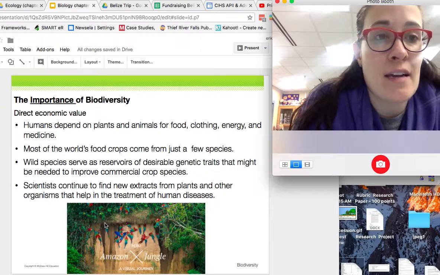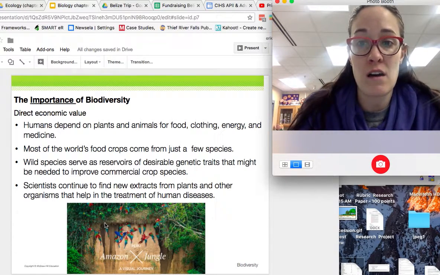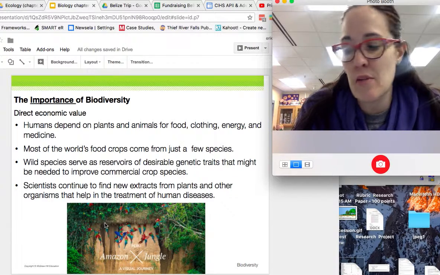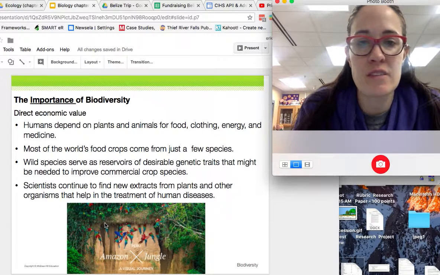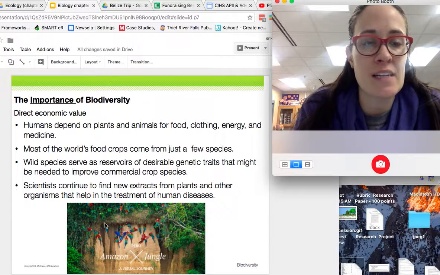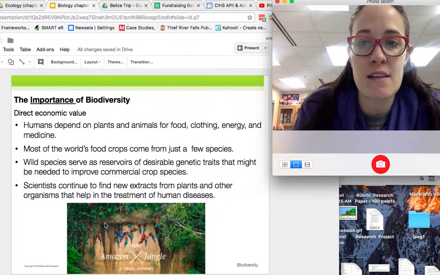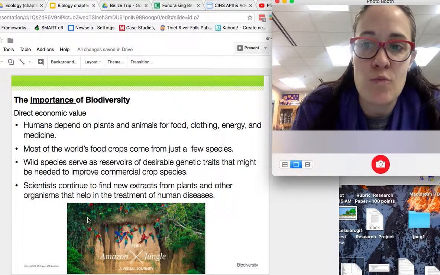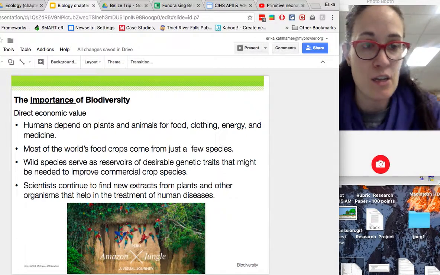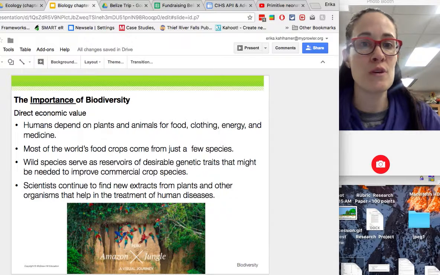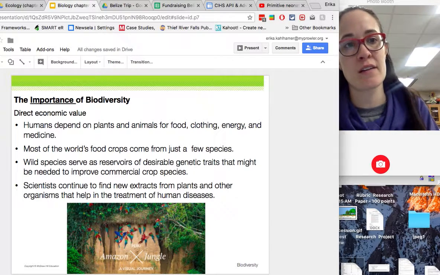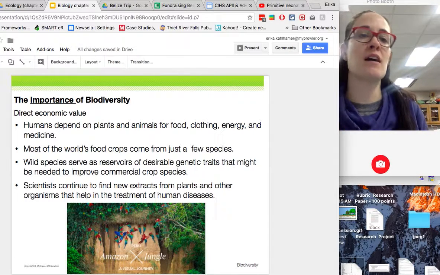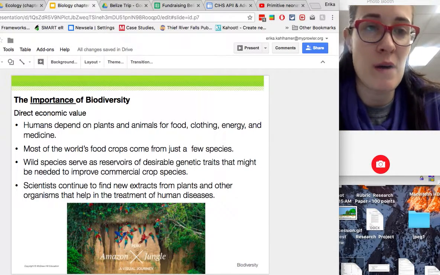Scientists use plant extracts for medicine. Aspirin, for example, was made with plant extract, different types of medicines, and fungi are used to make antibiotics that help treat diseases. And there are constantly scientists working to create new medicines, new energy sources based on harvesting what we have already. So direct economic value is something that biodiversity can ensure.